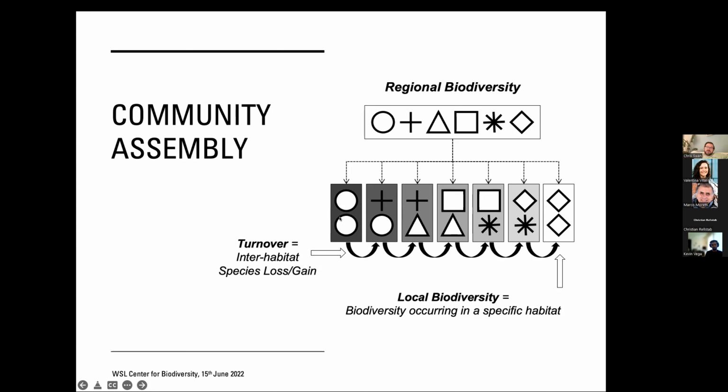I'd like you to remember this image because I'm going to return to it in the second half of my talk, because this encapsulates local effects, which is the sorting along an environmental gradient, and regional effects, which is this delivery of species from a regional species pool. I'm going to talk about that in the context of urban places.